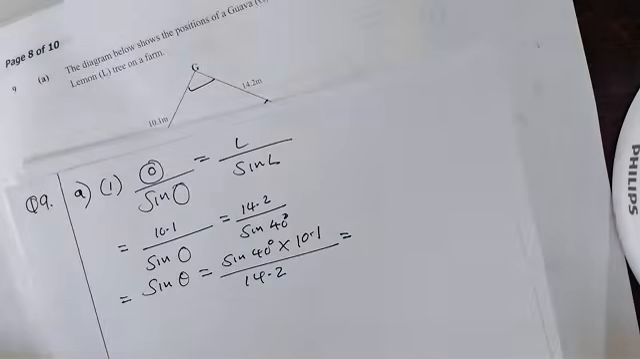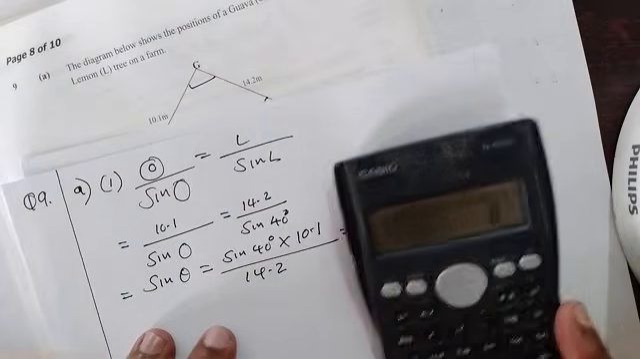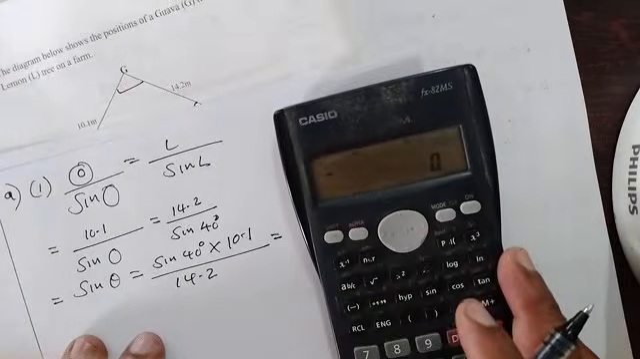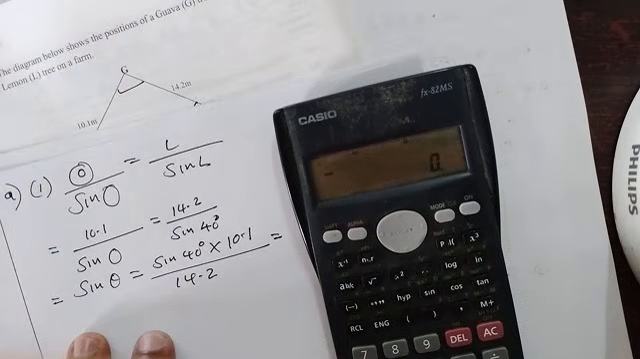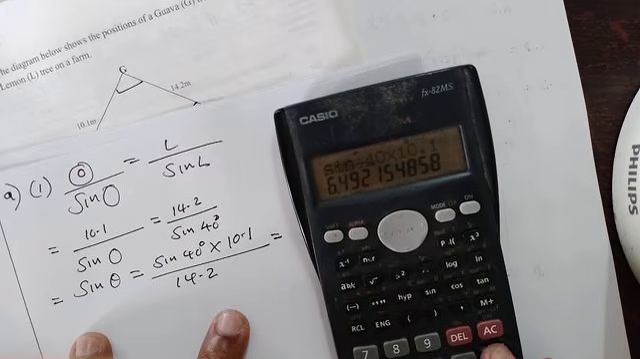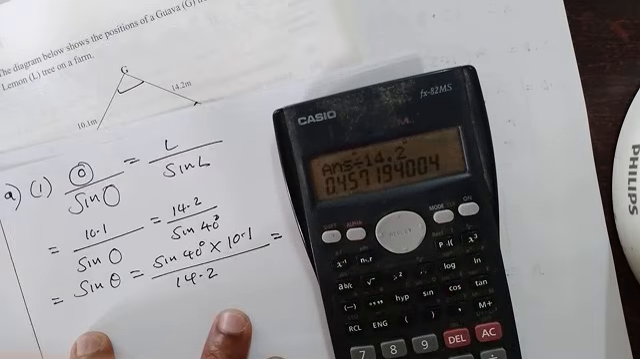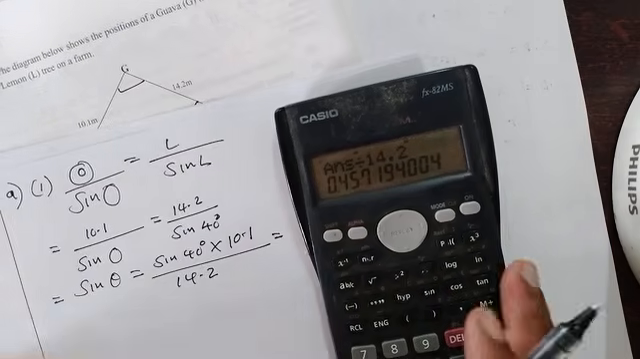So, see what we are going to do here. Right? We'll say sine 40 times 10.1. What do we get? This is the answer, isn't it? Alright? Now, this answer should be divided by 14.2. What do you get? This one is the answer.